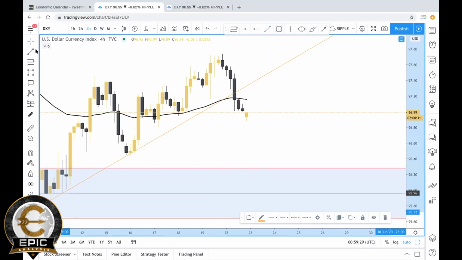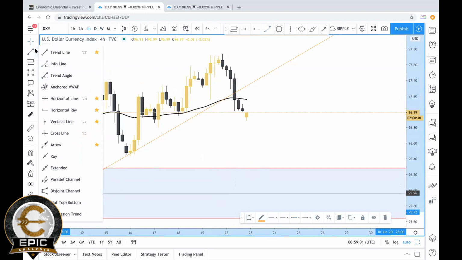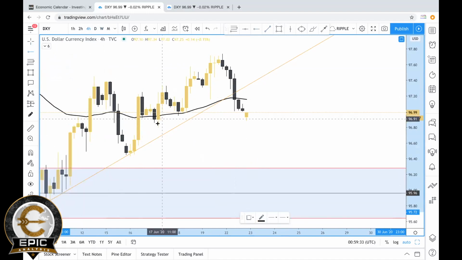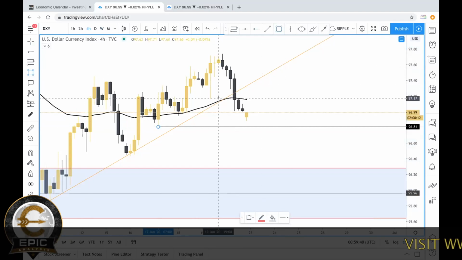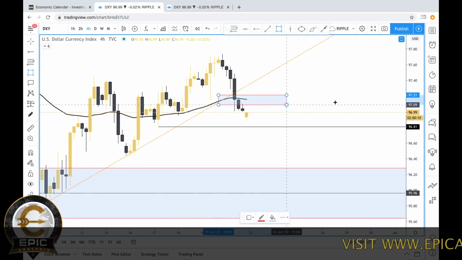So coming down to the 4-hour time frame, let's see, horizontal array. So we have this support level around 96.80 support. And right now it's looking like the market is starting to find support around 97. So this level right here is going to be a key break or bounce if we get a pullback.